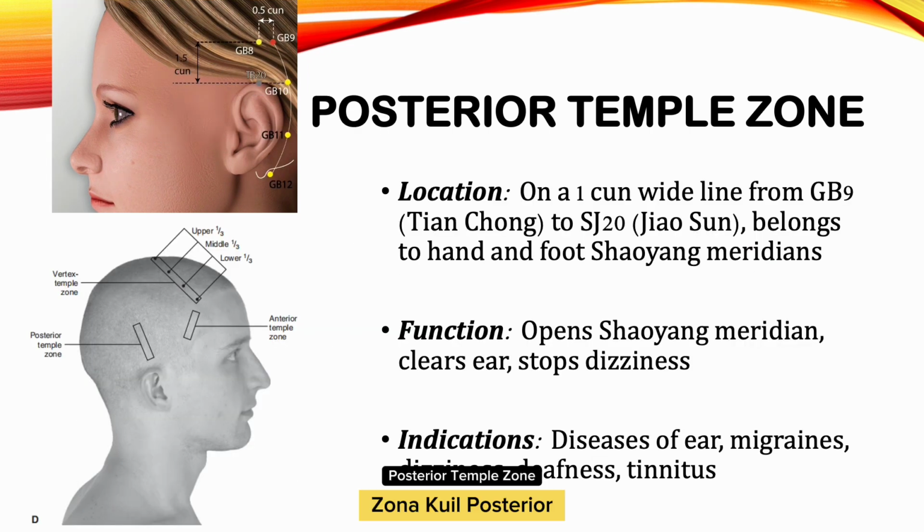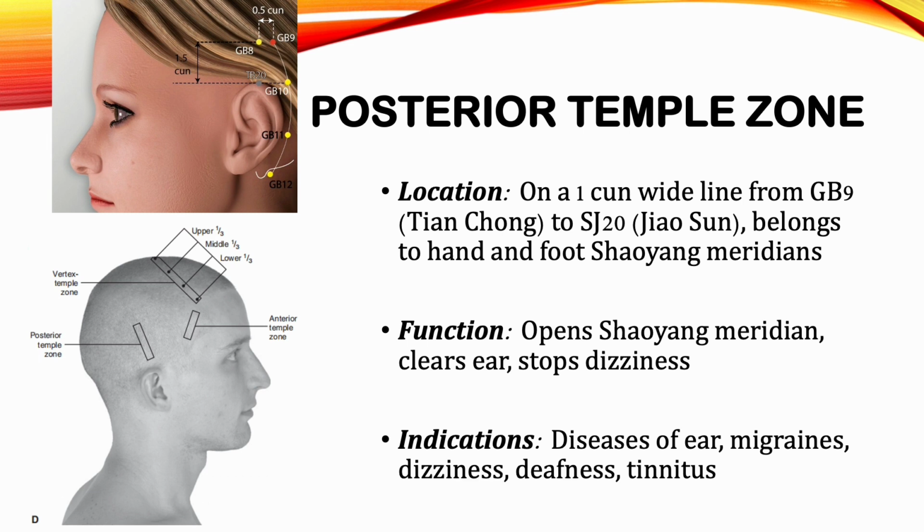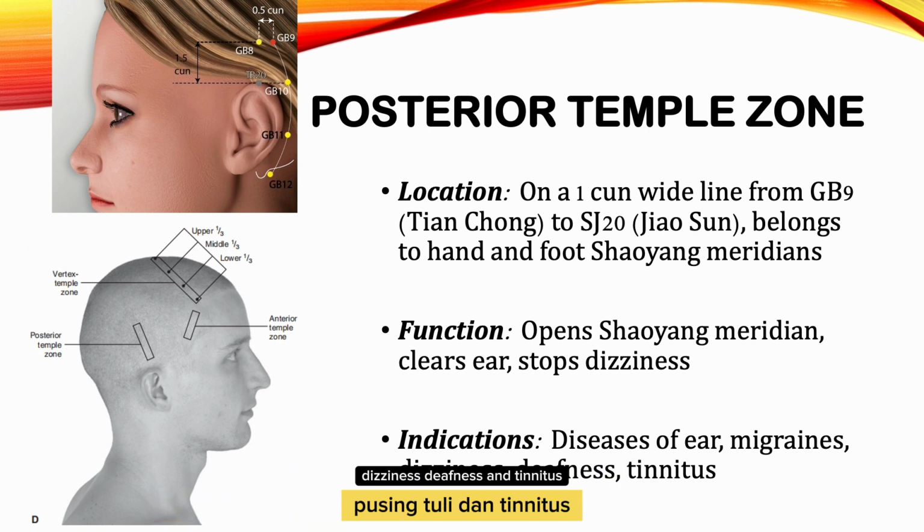Posterior temple zone. This zone is located on a 1 cun wide line from gallbladder 9 to Triple Burner 20 and belongs to the Hand and Foot Shaoyang meridians. Opens the Shaoyang meridian, clears the ear, and stops dizziness. Mainly used to treat diseases of the ear, migraines, dizziness, deafness, and tinnitus.